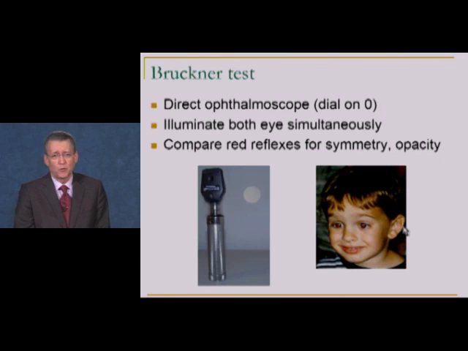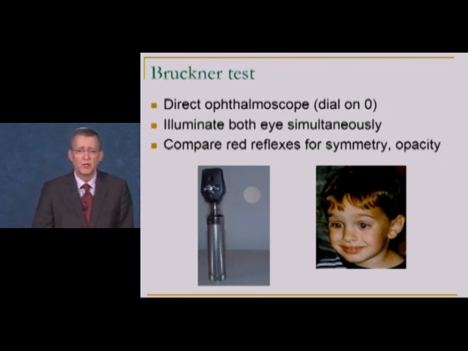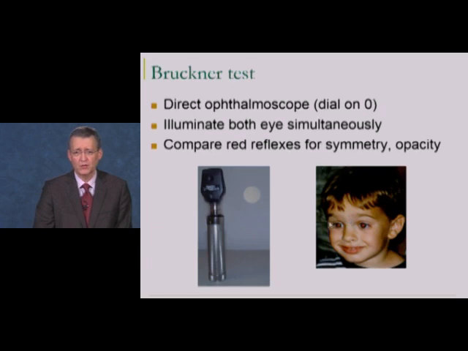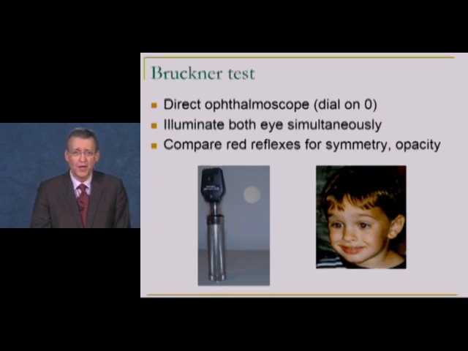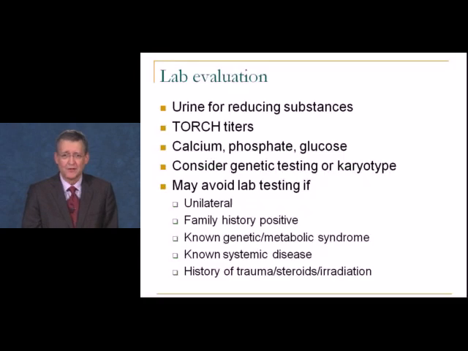So one more time on the Bruckner test, you take the direct ophthalmoscope, you put the dial on 0, you then illuminate both eyes simultaneously. If you get far enough away, that circle illuminates both eyes, and then you compare the red reflexes for symmetry and look for any little opacities in the middle. So, you know, the first 100 or 200 times you do it, you might not know what you're doing, but by the time you've done 500 or 800 or 1,000, then stuff starts jumping out at you.